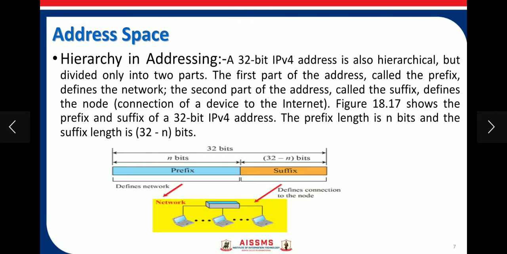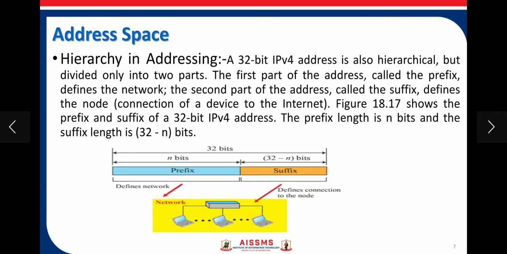A protocol like IPv4 that defines addresses has an address space. Now, hierarchy in addressing. A 32-bit IPv4 address is also hierarchical, but divided only into two parts. The first part of the address, called the prefix, defines the network. The second part of the address, called the suffix, defines the node. Node means the connection of the device to the internet.